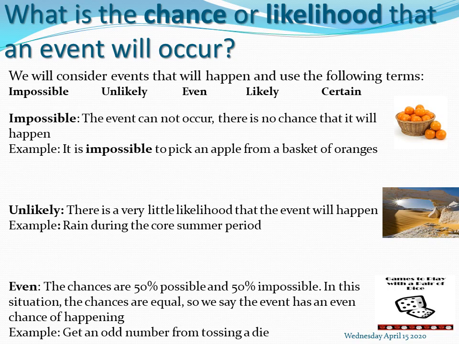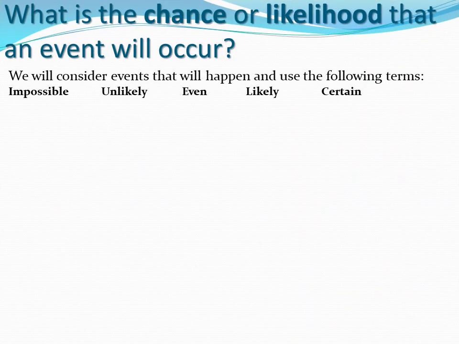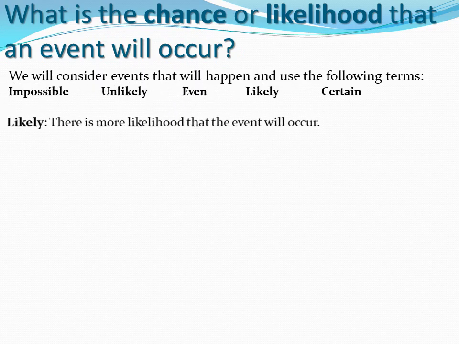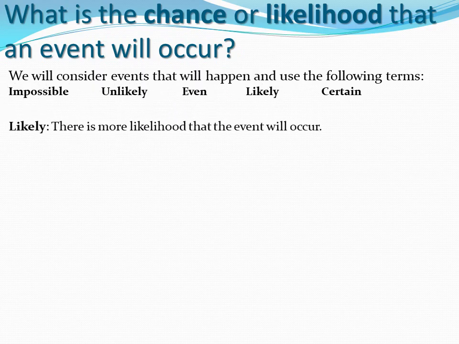All right, let's go ahead. What's the chance and likelihood that an event will occur? We still have likely and we have certain. So let's see likely. Likely means that that event stands a lot of chance to occur. There's more likelihood for the events to occur.